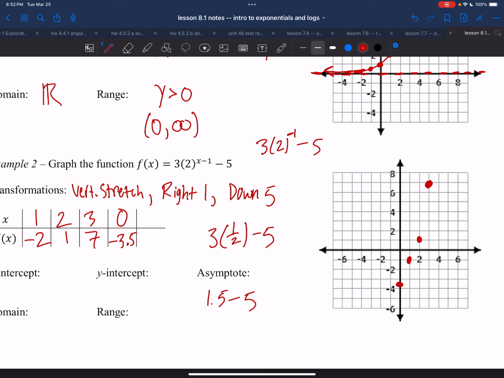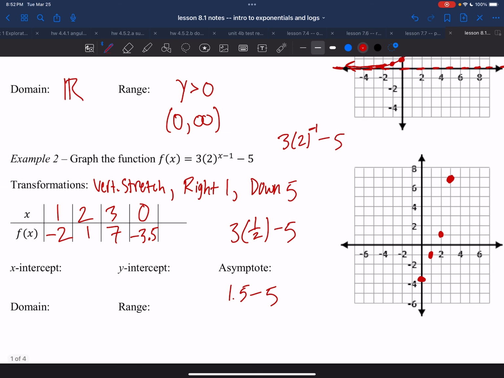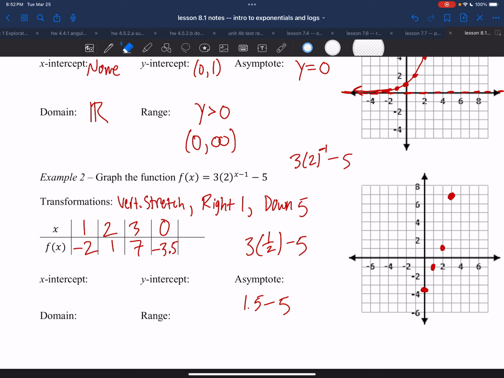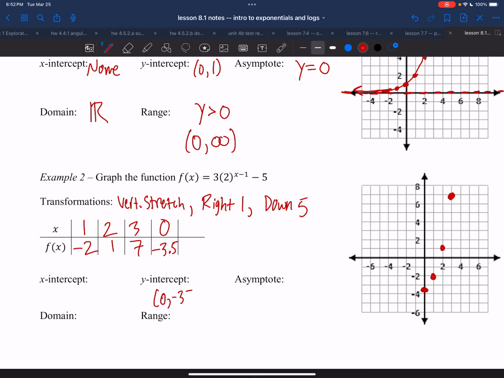That's roughly right there. Trying to ballpark that as much as I can. So we found the y-intercept. And you could try and find more points, but this is pretty good. Also, I think I messed up that point. That point should be right there. Okay, fixed it. So that's the y-intercept. The x-intercept we'll get to in a second.